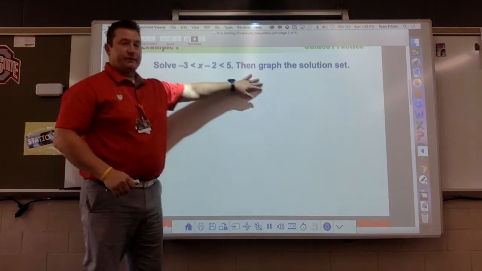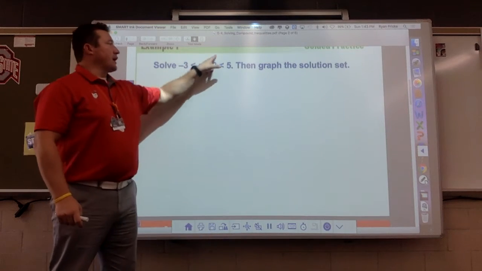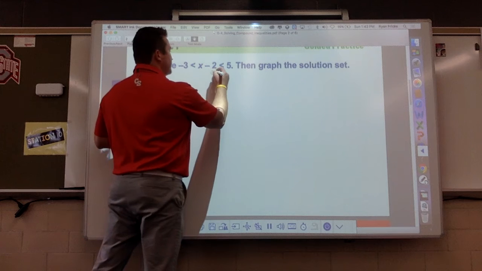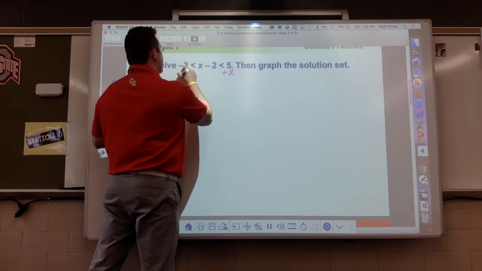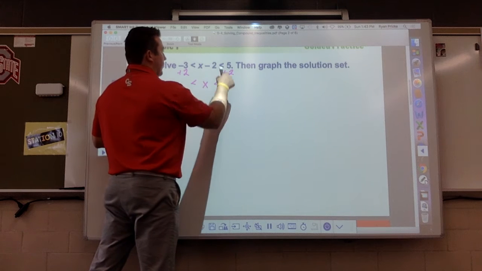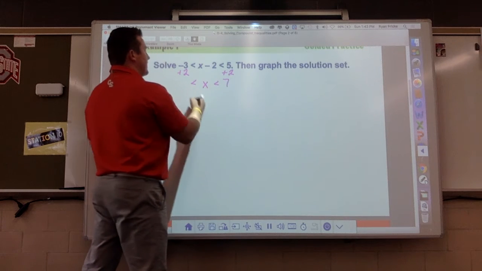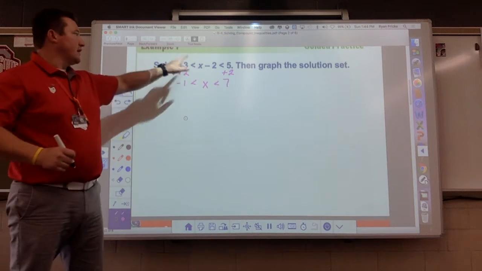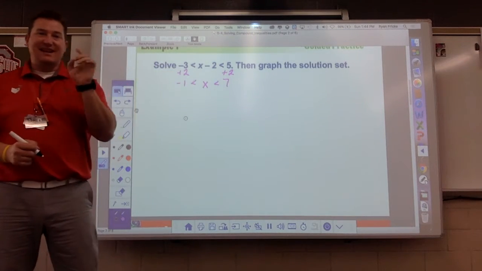Okay, so solve and graph. Again, we're going to solve it. We're going to add 2 to both sides of this inequality, right? When I do that, add 2 here, add 2 here. All I'm left with is x. 5 plus 2 is 7. Negative 3 plus 2 is negative 1. Less than. This is an and.